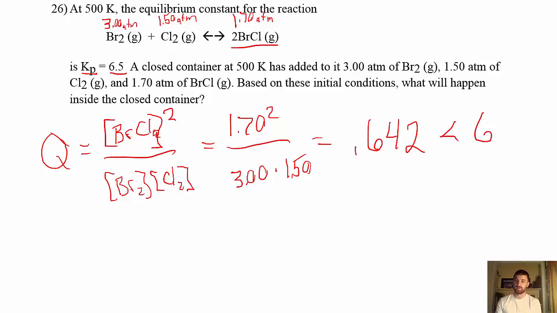All right, well, how does that compare to 0.65? Well, it's less than 0.65. Wow, right? All right, but it's less. So what's that tell you? That tells us that we don't have enough product. We need more product to get us equal to our equilibrium constant. So which way is it going to shift? It's going to have to shift forward.